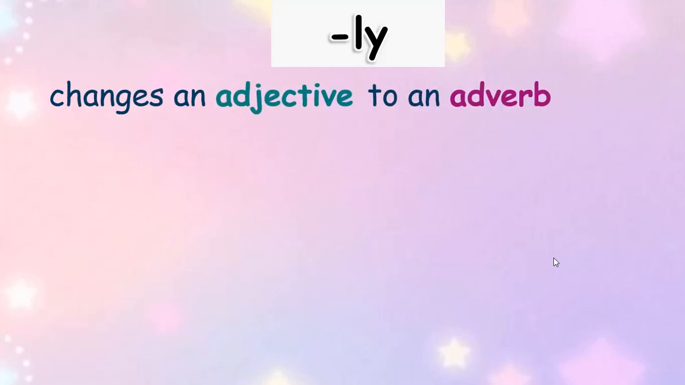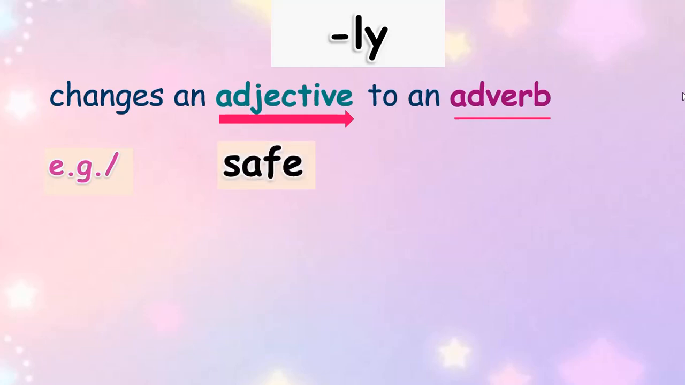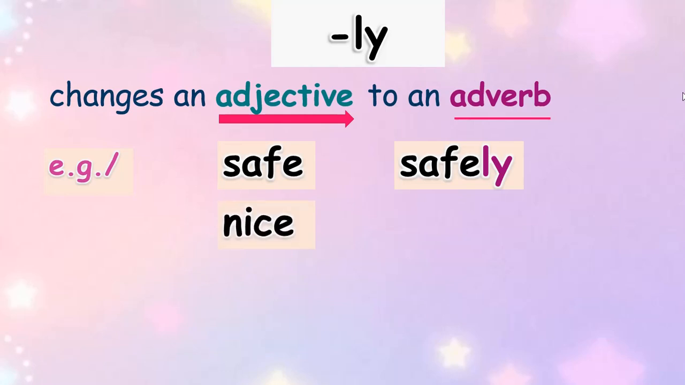Of course you do. Ly changes an adjective to an adverb. How do you form the adverbs of how? By adding ly to an adjective. So ly changes adjectives to adverbs. Let's see some examples. The adjective safe that describes a noun can be changed to a word that describes a verb by adding ly to it. Safe, safely. Nice, nicely. Slow, slowly.